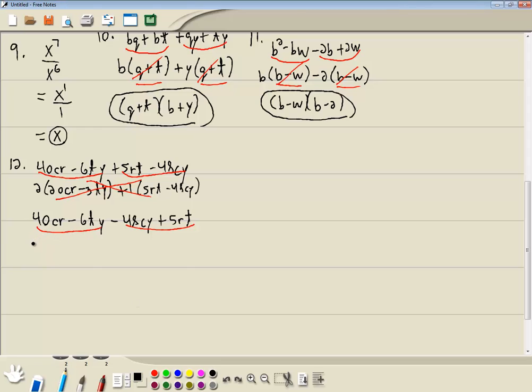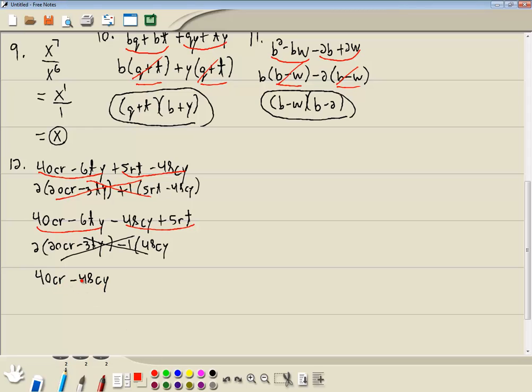These have a 2 in common, and that gives us 20CR minus 3TY. These have nothing, negative 1, and that gives us 48CY. And I see right away it's not going to work. So let's try to rearrange again. This time, that failed, 40CR, and I'm going to put this C with it. So minus 48CY.